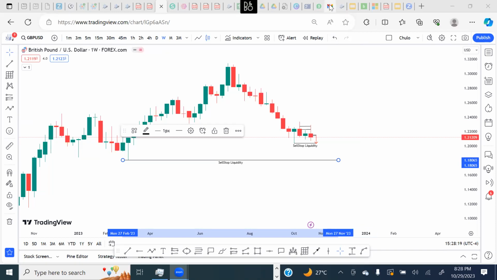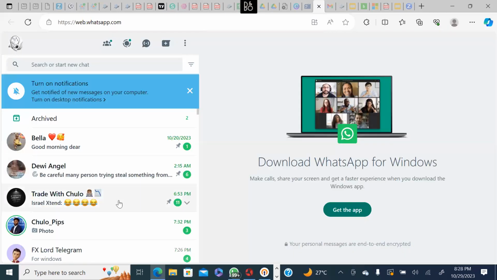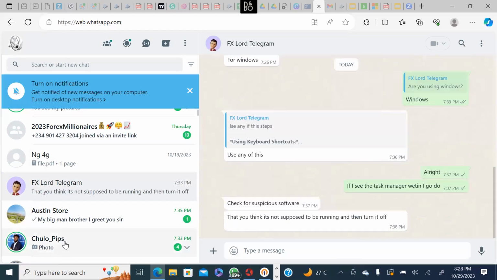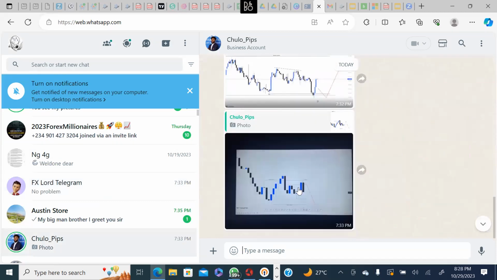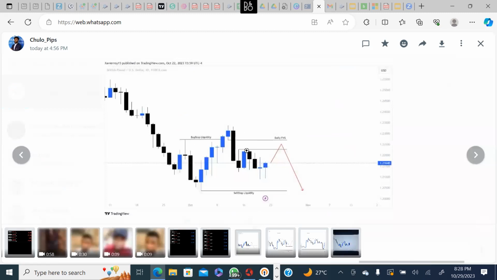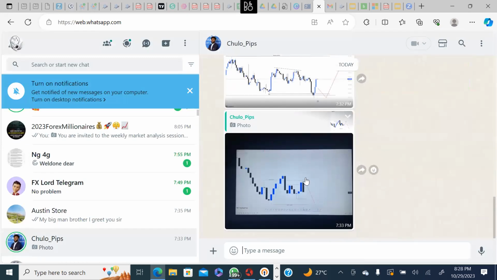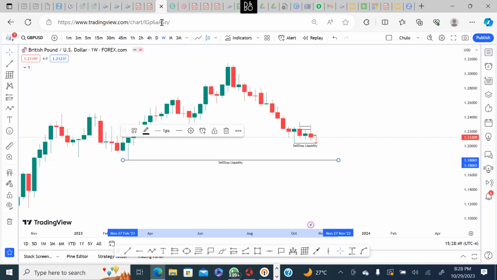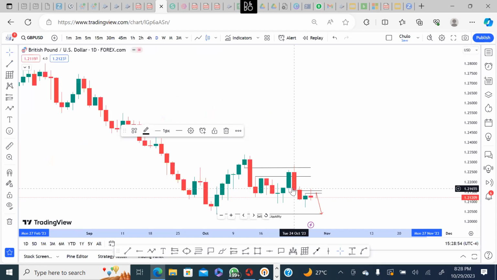So let's do a little review. This analysis was last week. GBPUSD last week. So this is how it played out. This was the first sell on Tuesday. This is the Tuesday sell. Let's go down to the daily. So this is the first sell on Tuesday, GBPUSD.